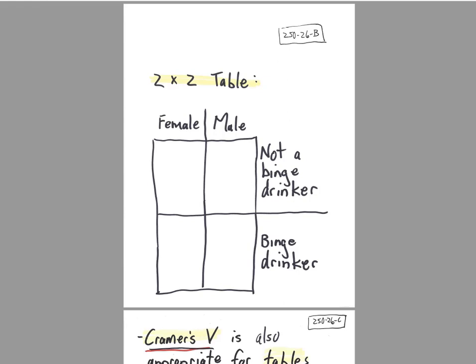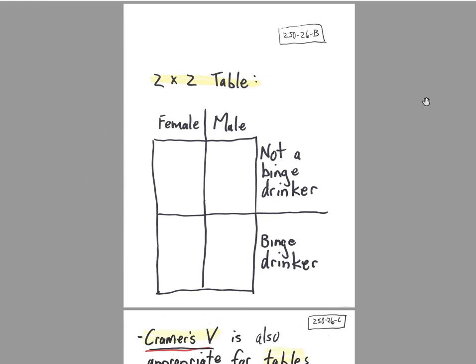You give a questionnaire to a large sample of individuals. It has 2 questions on it. How would you describe yourself, as a female or as a male? And let's imagine, for the sake of simplicity, you're limiting it to just those 2 categories. So they would check male category, female category. Same questionnaire, you would ask which of the following best describes you: I am not a binge drinker, or I am a binge drinker. This is a 2 by 2 table.